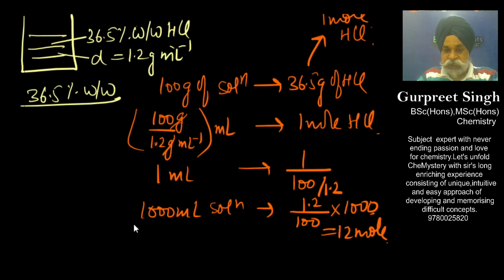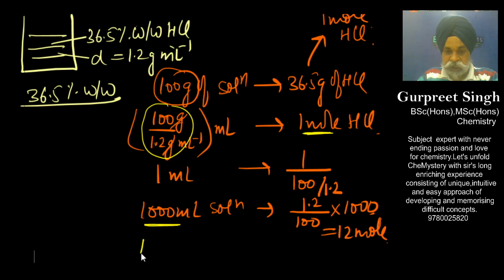So what we are saying, if I convert this 100 gram of solution into its volume, it would give me this much volume, and this volume is containing 1 mole. If you have the same solution of 1000 ml, it would have 12 moles. So the molarity of this solution is 12 moles per liter.